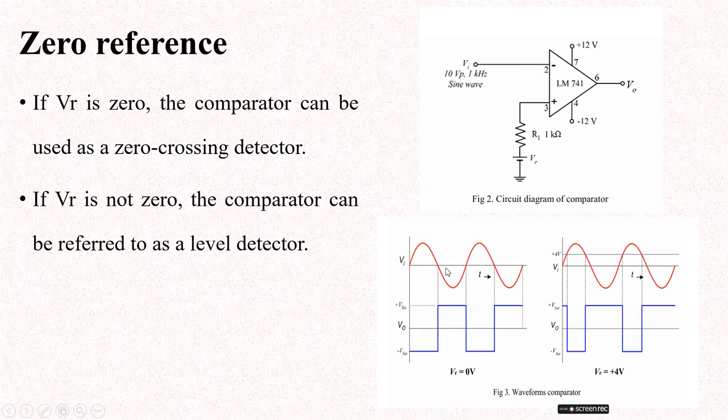Here in the circuit we are using an inverting configuration. The input signal Vi, a 10 volt peak to peak, 1 kilohertz sine wave, is applied to the negative terminal, and the reference voltage to the positive terminal. The output voltage is observed here. Two supply voltages are used for the op-amp: VCC is plus 12 volts and VEE is minus 12 volts. Okay, now.